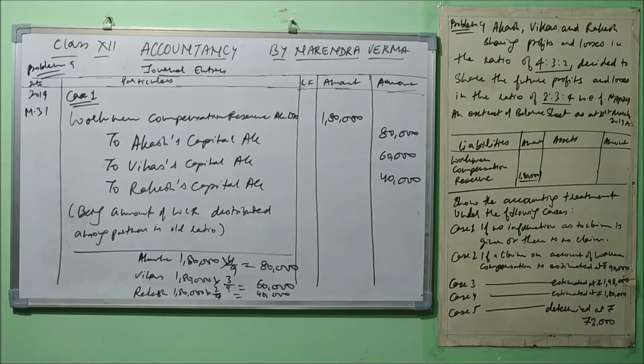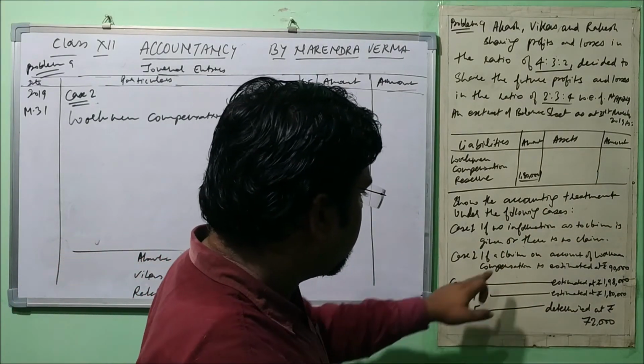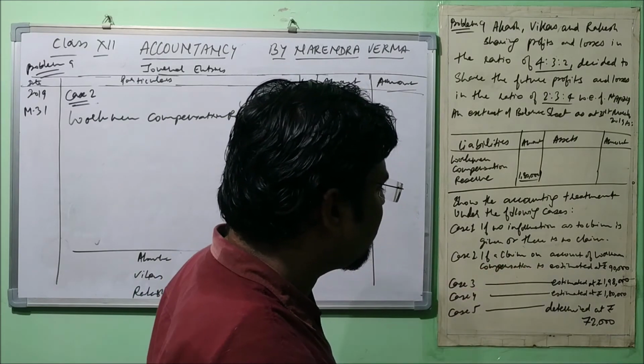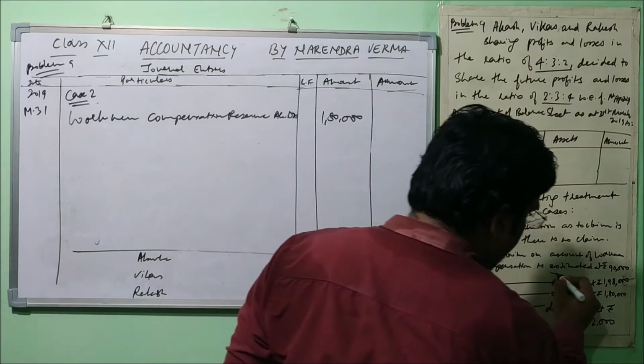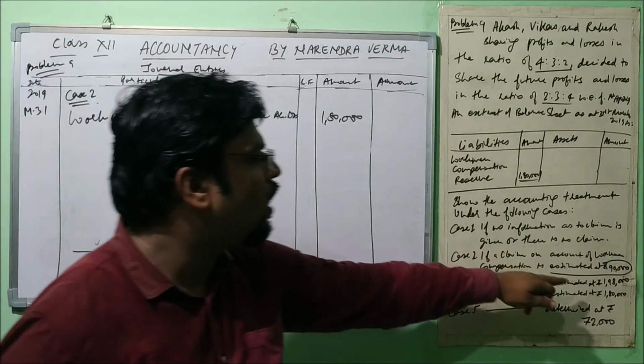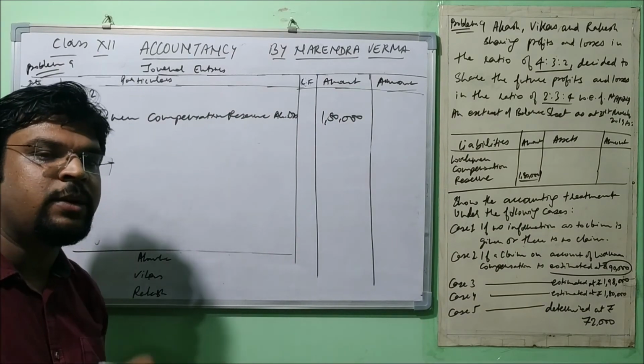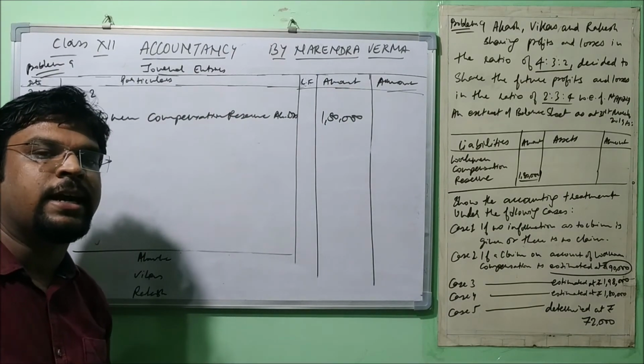This happens when there is no information related to WCR given, no claim is given, but the amount is given. Understood? Then we have to distribute it because partners have a right on that. Now let's discuss case 2. So case 2 says, if a claim on account of workmen compensation is estimated at rupees 90,000, and this 90,000 is less than the 1,80,000, so this is the second possibility of the second category.